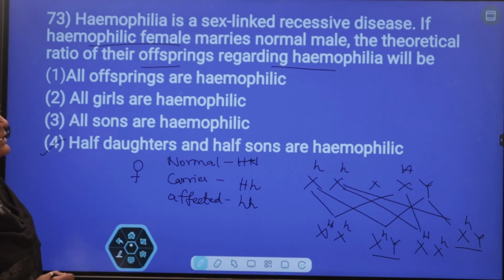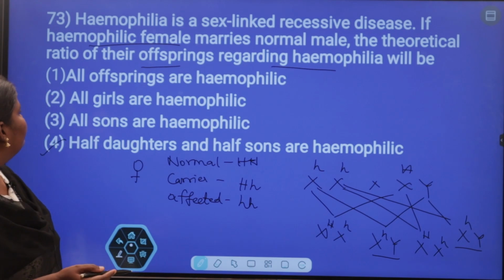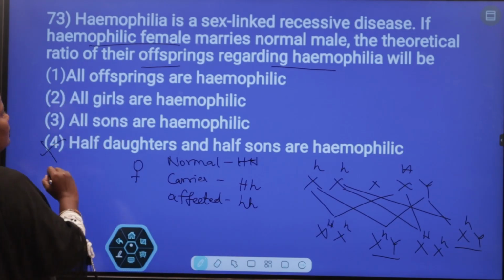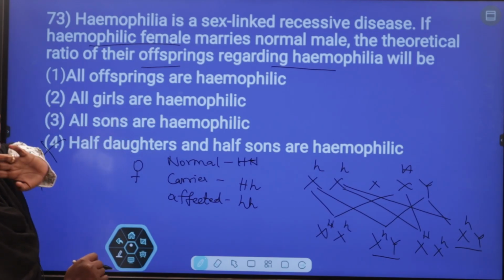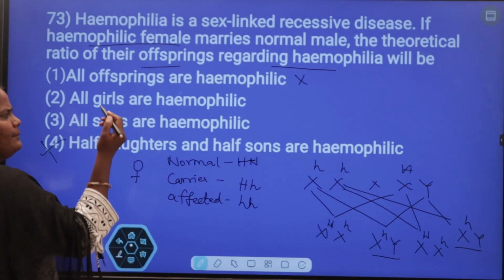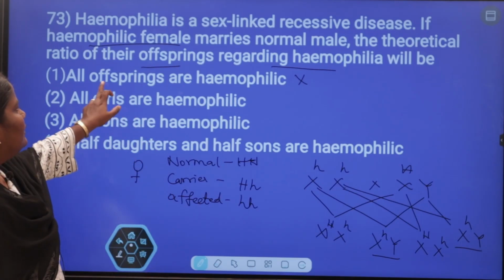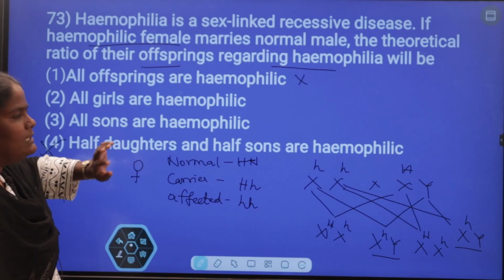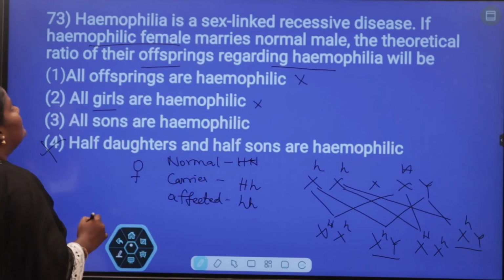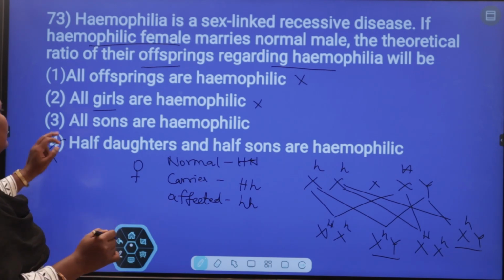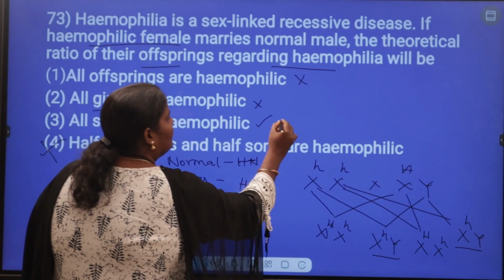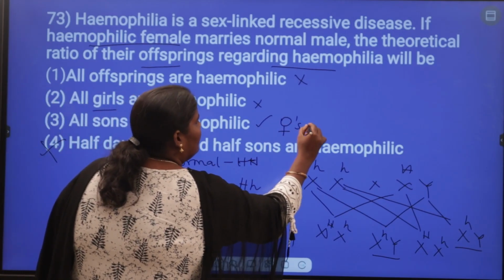half the daughters and half the sons are hemophilic. Sorry, here either all the offspring are hemophilic. No, only males are hemophilic. I mean, among the daughters and the sons, not all the offspring are hemophilic, only the males are hemophilic. Next one, all girls are hemophilic. No, the girls are carriers here. The second statement is also wrong. Next, all sons are hemophilic. Yes, the statement is right. All sons are hemophilic, and of course the daughters are carriers.